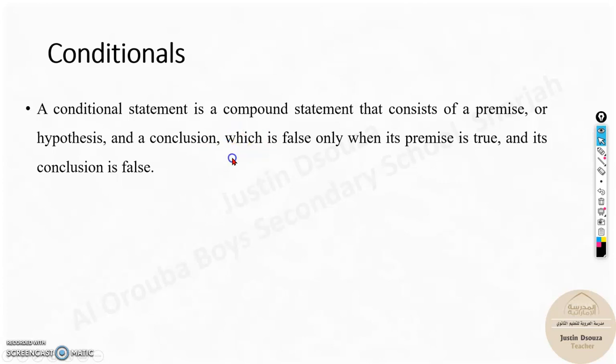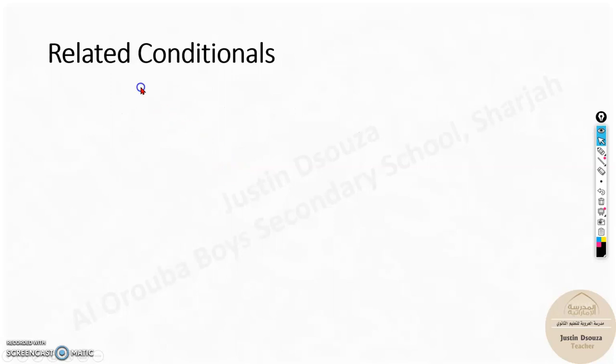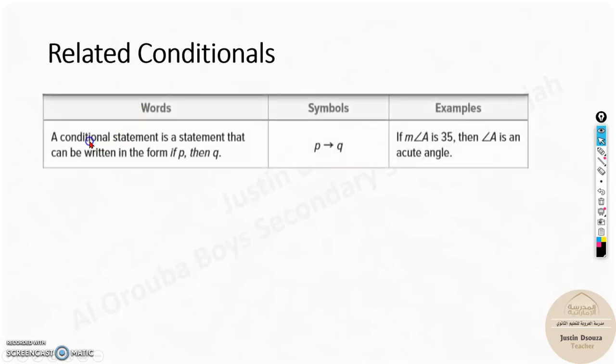Now, this is very important: a conditional statement is false only when its premise or its hypothesis is true and its conclusion is false. This is very crucial because in the coming problems, we are going to use this statement. So the hypothesis will be true and the conclusion must be false. Only then is this conditional statement false. So we will see about related conditionals.